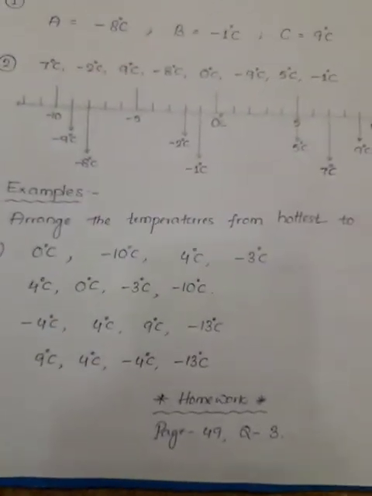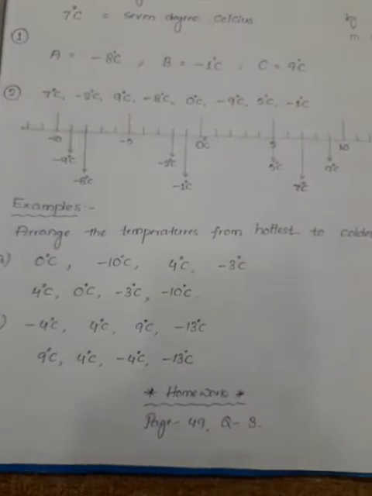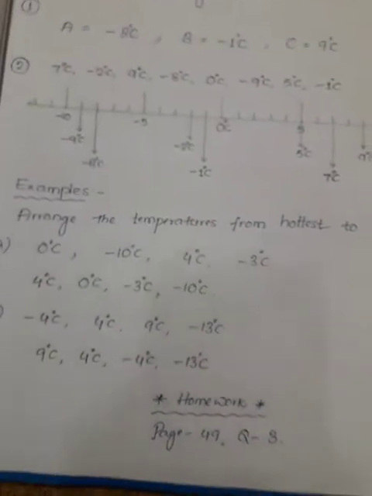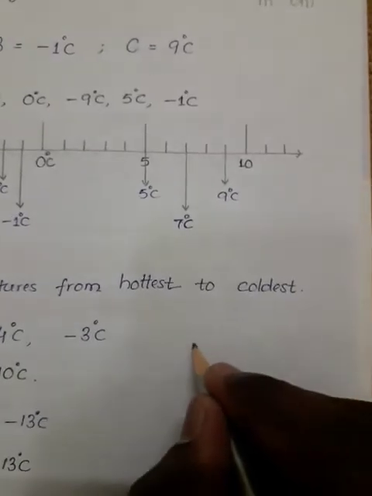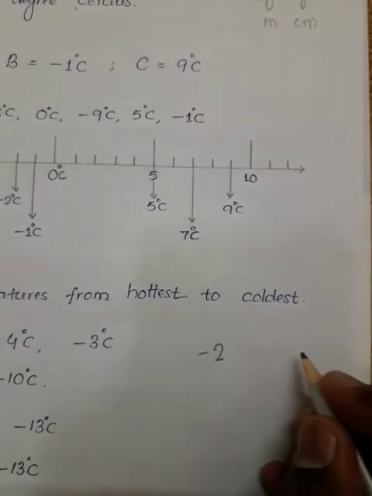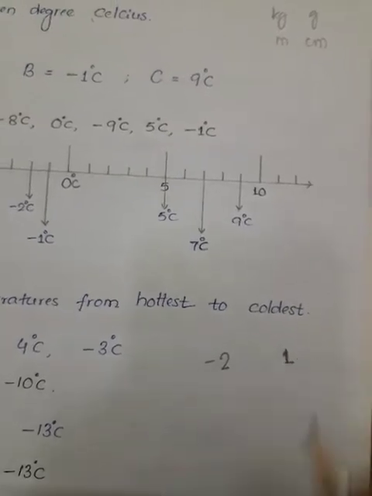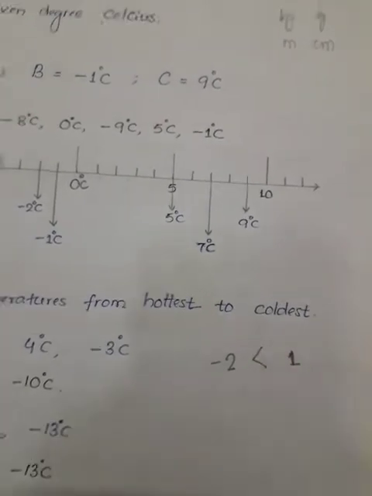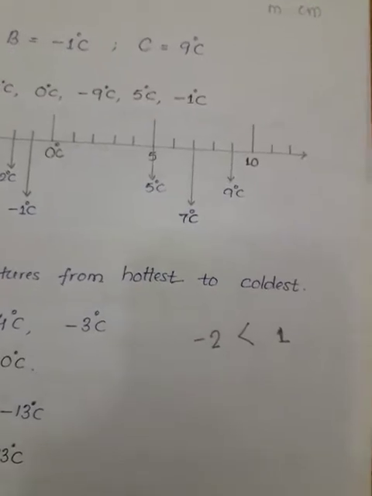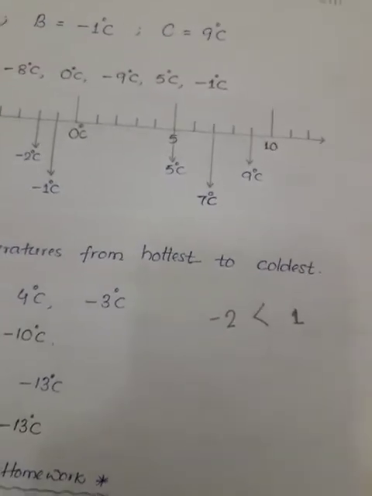Now these are the examples. Arrange the temperature from hottest to coldest. Remember, every time I compare one negative and one positive, say I write -2 and here is 1, if I ask you which is the bigger one, 1 is the bigger one because this is the positive. Remember, every time the positive is bigger than the negative.